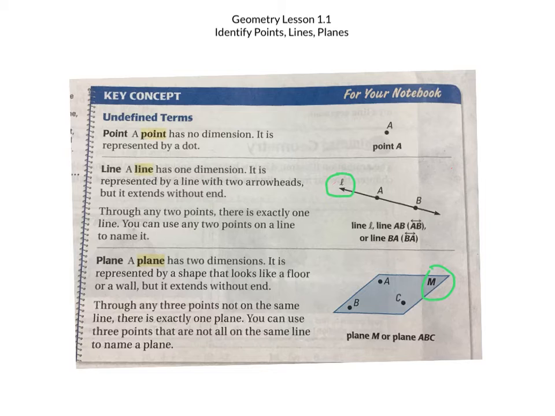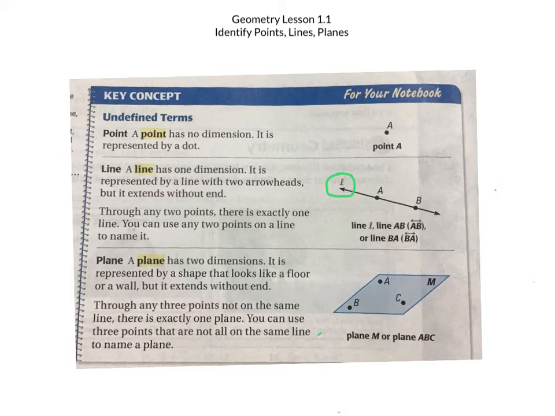See how the plane has a letter without a dot? So that could be plane M. Or you could name it plane ABC because it's got 3 points on it. Just different ways to name it. And a plane has 2 dimensions. So it's represented by a shape that looks like a floor or wall, but you got to think of this as continuous, like forever going this way and this way. It's a hard concept to visualize sometimes, but does that make sense on all those undefined terms?